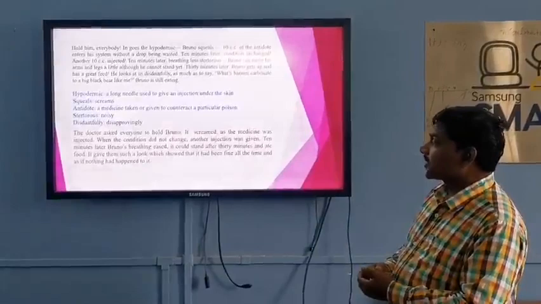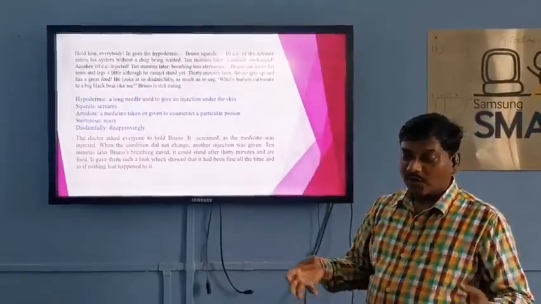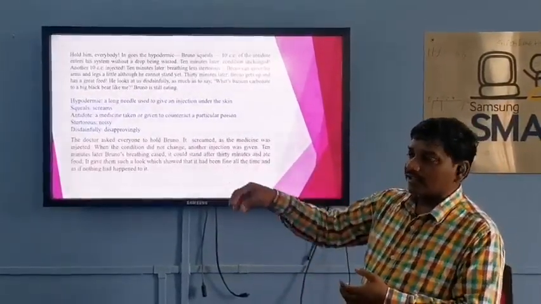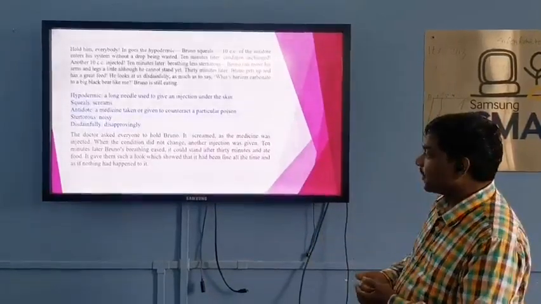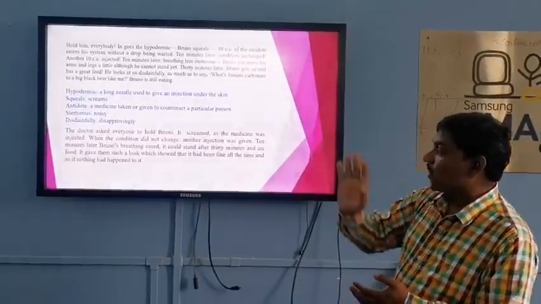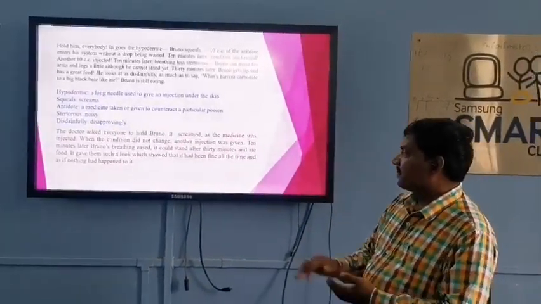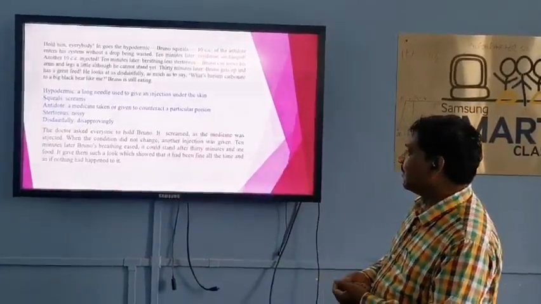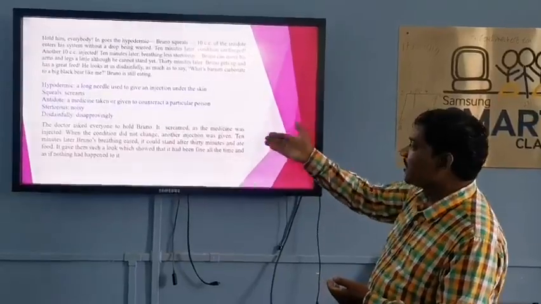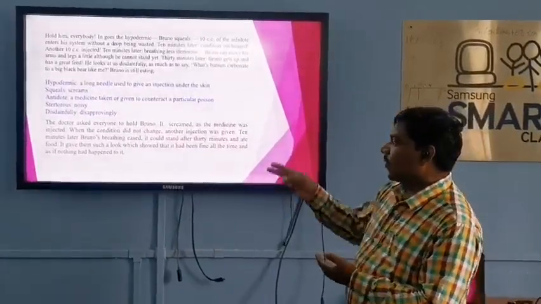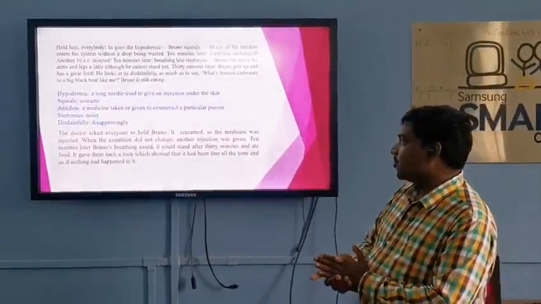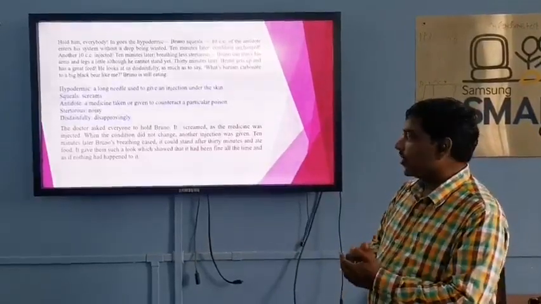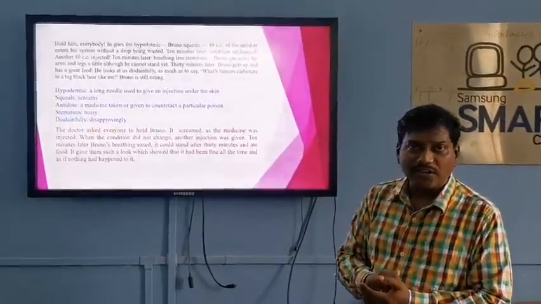How? The doctor asked everyone to hold Bruno. So, how did the doctor give the injection? The doctor asked everyone to hold Bruno. It screamed because it was a baby bear. So, it screamed as the medicine was injected. And when the condition did not change, so after the injection the condition was not improved.